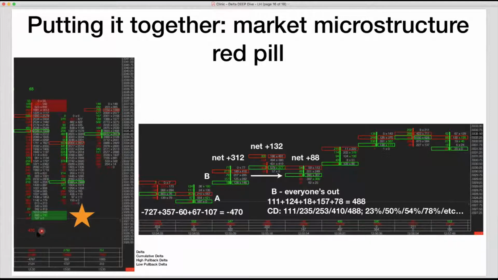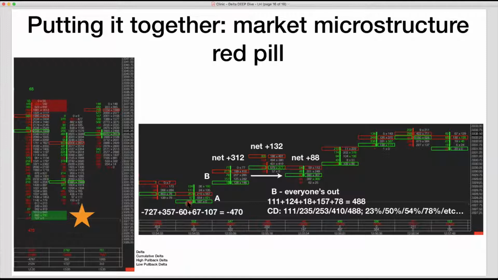And this negative delta through these 3 price levels of negative 470, we can see that's comprised of negative 727 from this candle, plus 357 positive at the same price level here, because I'm using a range bar, minus 60 one below, plus 67, minus 107. That tells me that across these 3 price levels, there's my negative 470, which I've highlighted here within the 30-minute chart. So I can zoom in across these two bars to understand what's going on.